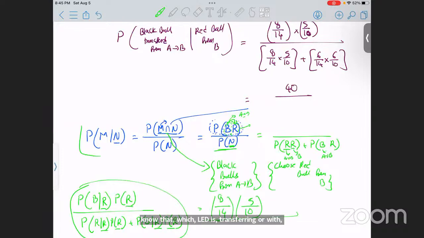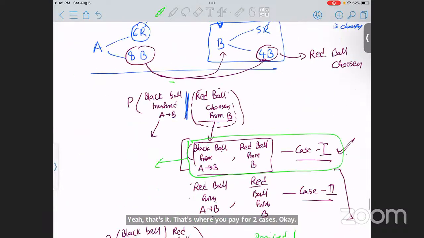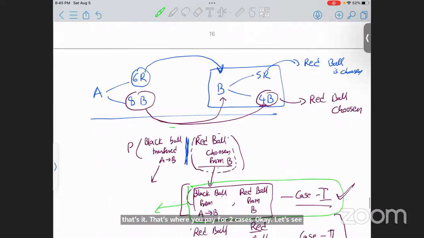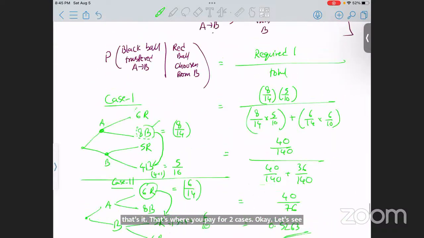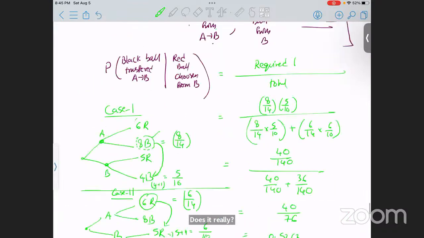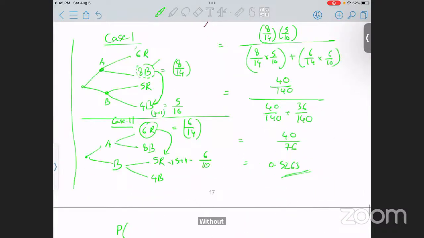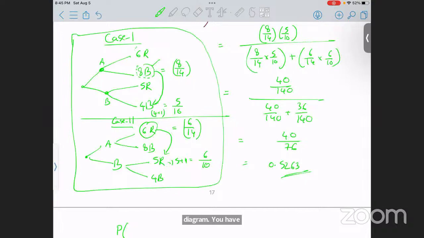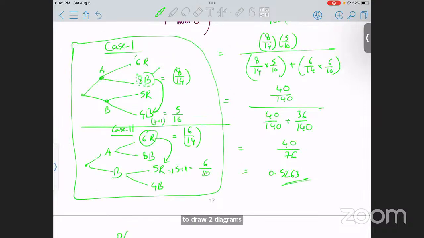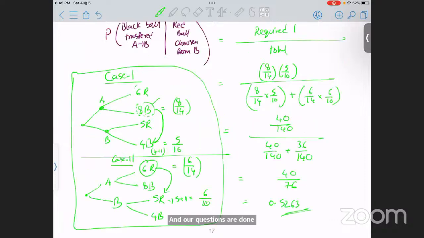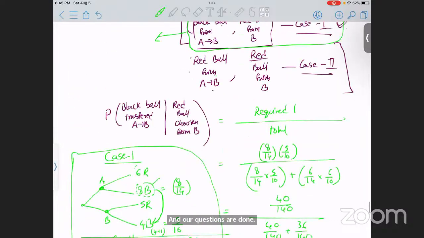Okay, that's why you can't draw the single tree diagram also. You have to take two cases. That's why you can't draw a single tree diagram. You have to draw two tree diagrams. Sir, it was a really confusing question. Yeah, this is a little bit confusing, but by practice you will get to know. Okay.